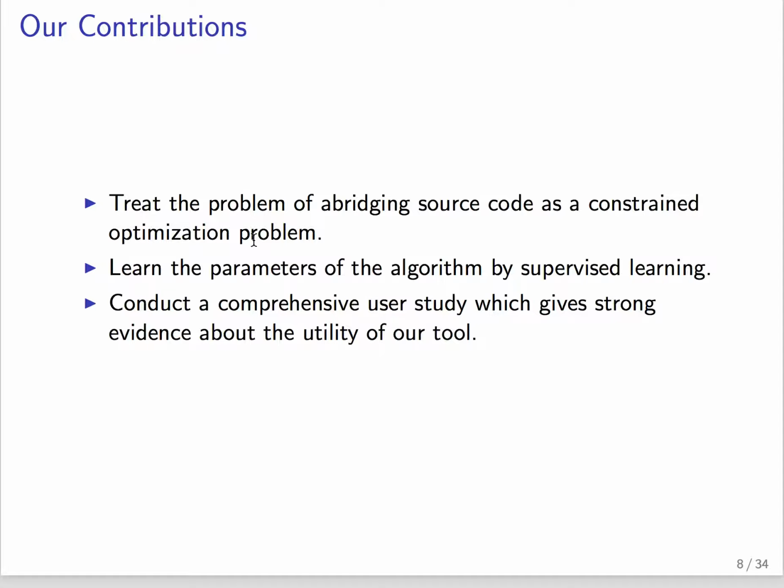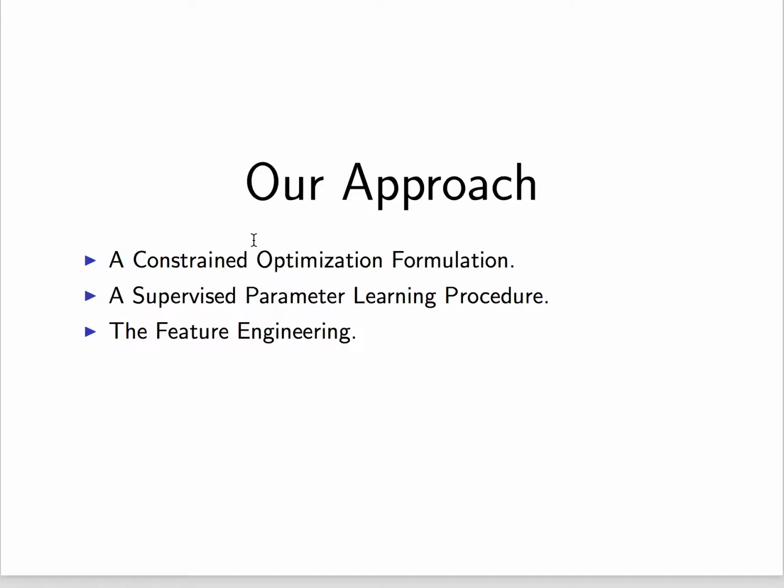Alright, so within this paper we mainly have three contributions. The first one is that we formalize this source code abridgment problem as a constraint optimization problem. Then we use a supervised learning approach to automatically determine the parameters for this constraint optimization formalization. And finally, we conduct a very comprehensive user study which gives strong statistical evidence to show the utility of our tool.